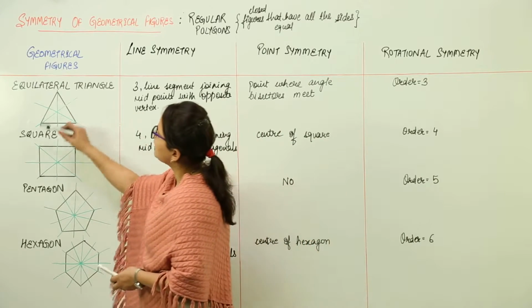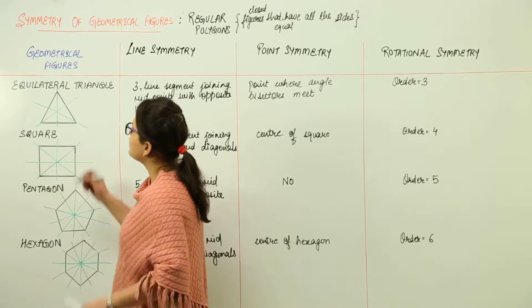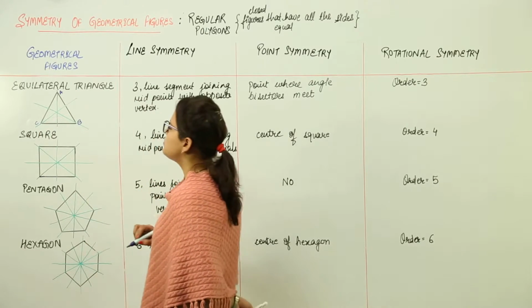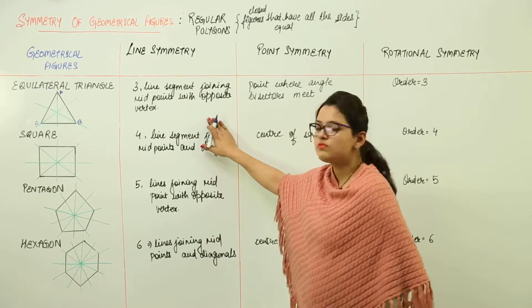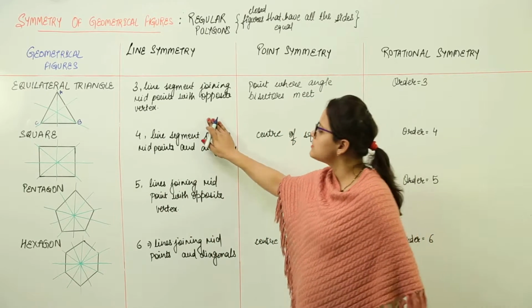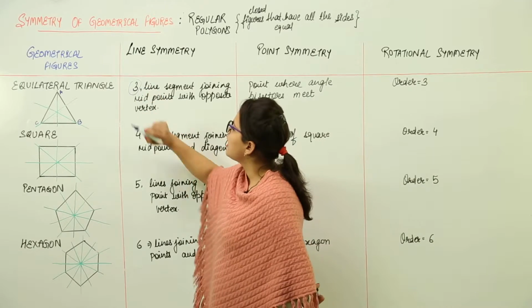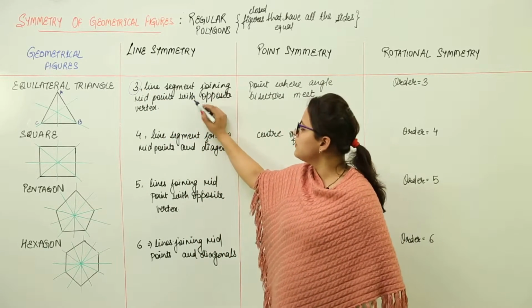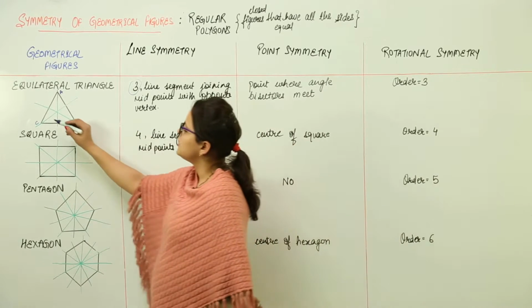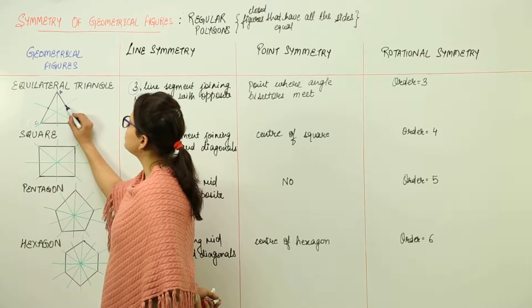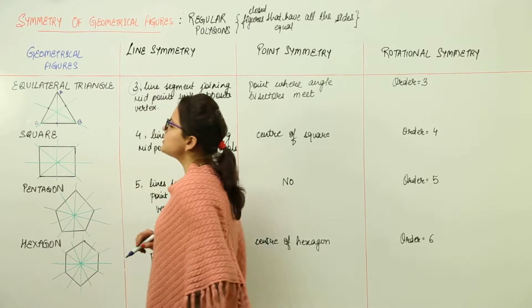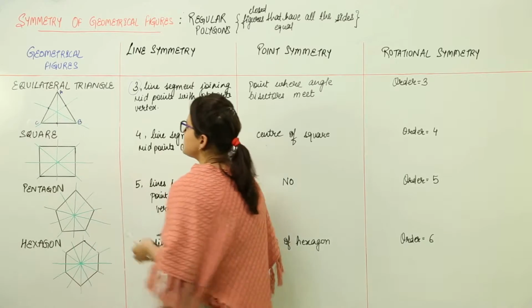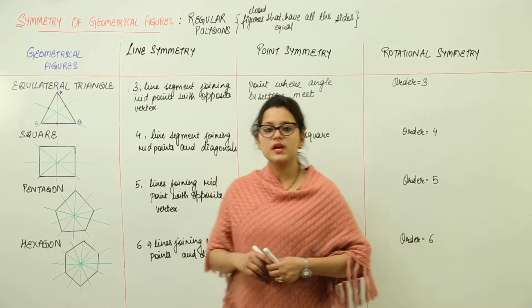In an equilateral triangle, all the three sides are equal, that is AB is equal to BC is equal to CA. So what is the line symmetry for an equilateral triangle? The line symmetry is 3, and what are those lines? The line segments joining midpoints with the opposite vertex. These are the three midpoints. The three midpoints are joined with the opposite vertex. That tells us the line symmetry for an equilateral triangle.